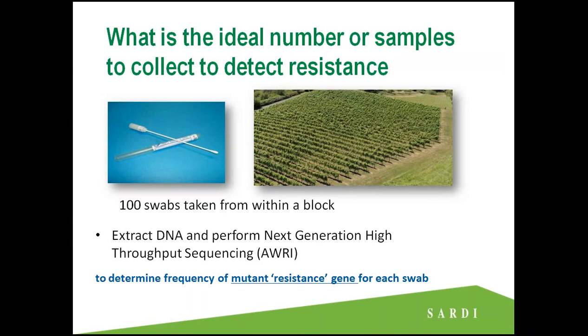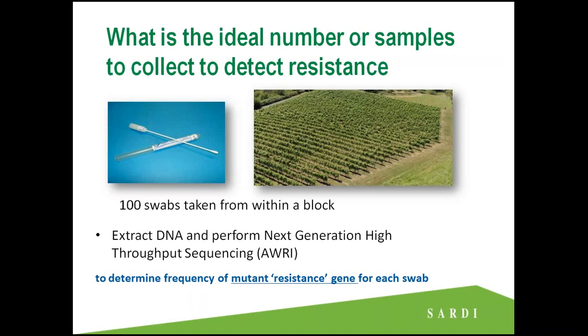And how we're doing that is we're taking 100 swabs from within a block. So I'll go out there with that swab, rub it in the powdery mildew. I'm not growing the powdery mildew, it's only used for DNA extraction, so we're not testing it in the lab for sensitivity. Then AWRI here, our colleagues, are performing next generation high throughput sequencing, and what that does is determine the frequency of the mutant resistant genes for each swab.